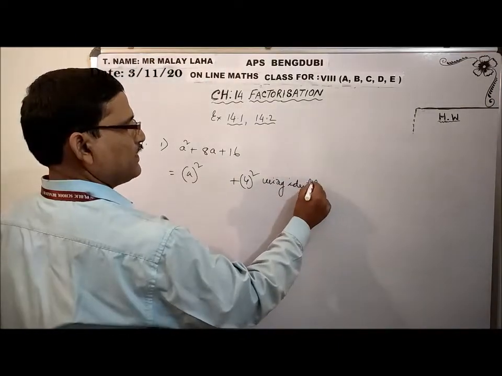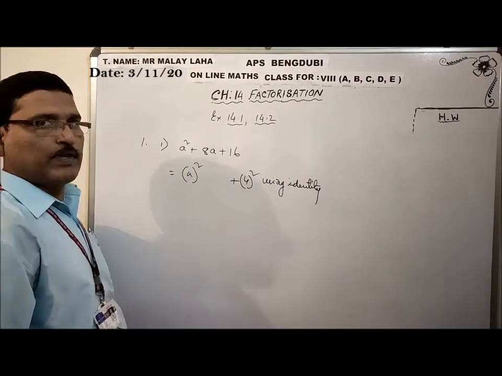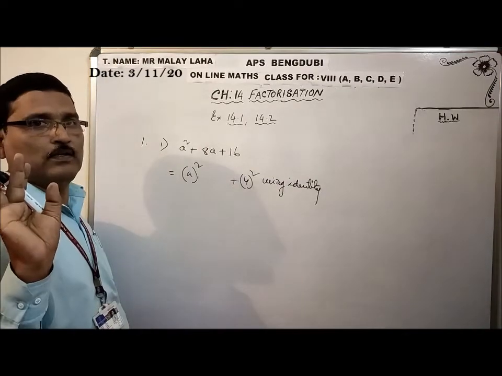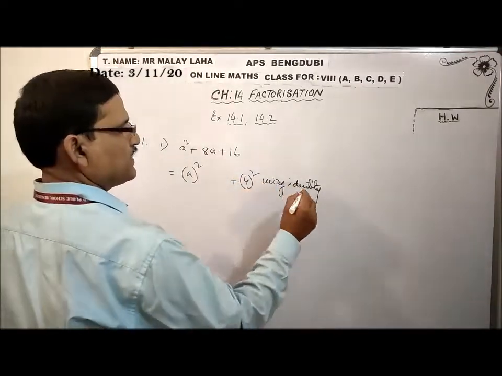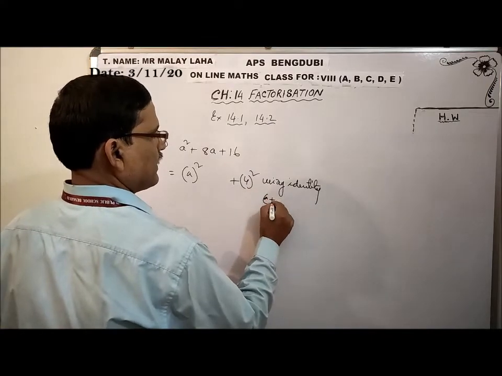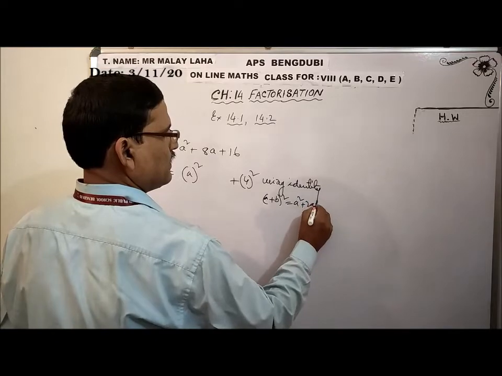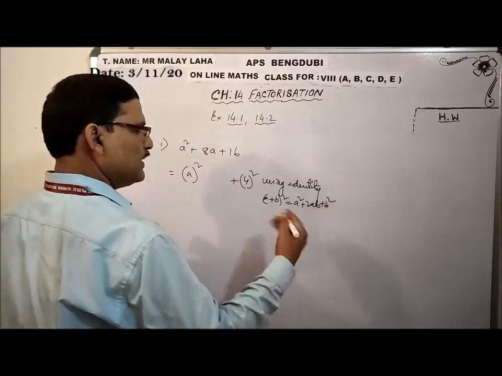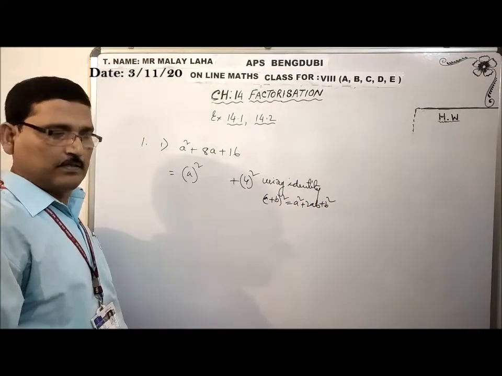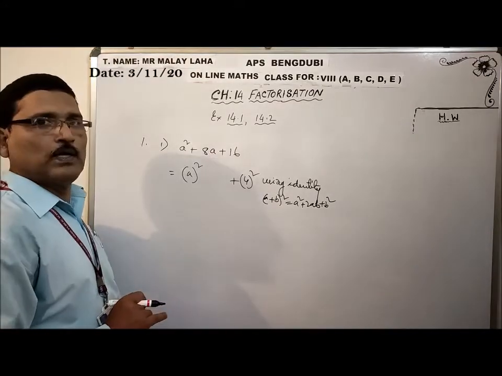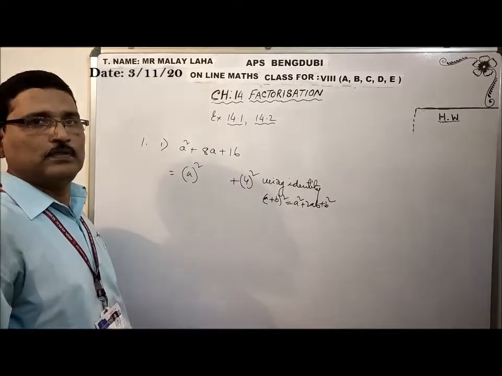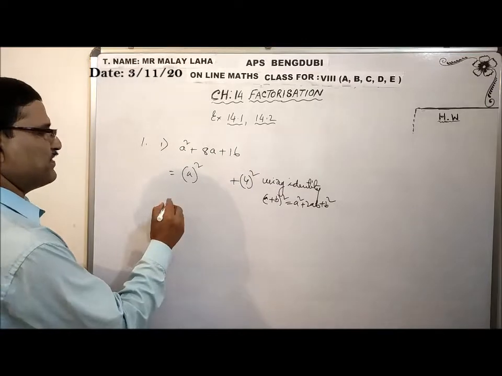Why am I telling you to write? Because by continuously writing, the identity will be in your mind. No need to read further. Using the identity, a plus b whole square equals a square plus 2ab plus b square. All the time you will be writing this in question number 1, so you will memorize it permanently.